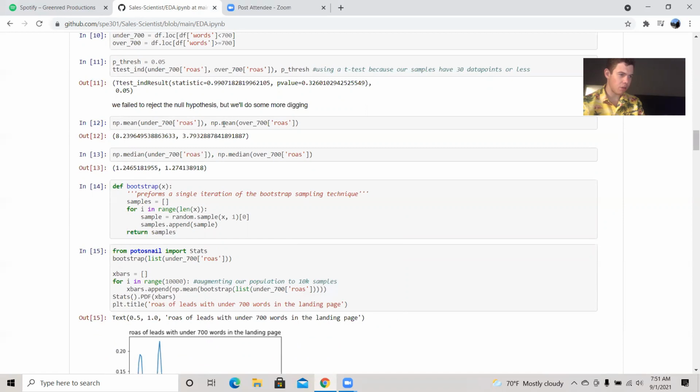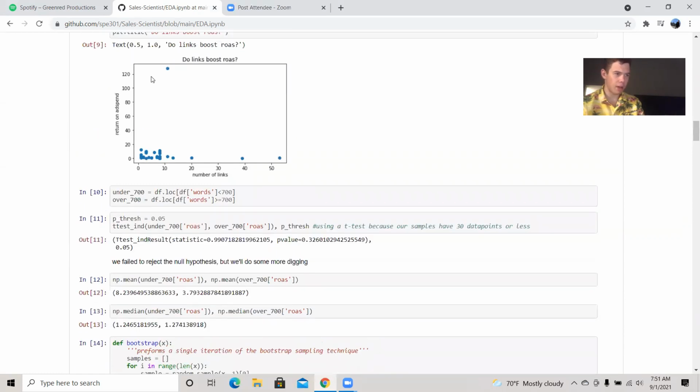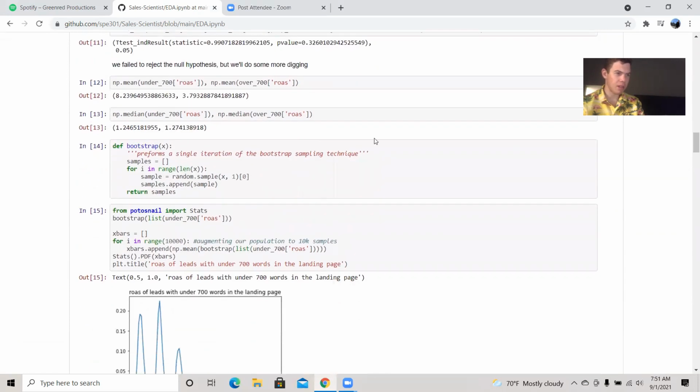We got an ROAS of 8 for under 700 words, but that drops down to 4 for the group with over 700 words. But I think it's just an outlier, because if you look at this little blue dot, it's way up here. And then I compared the medians, and the medians are more or less the same.